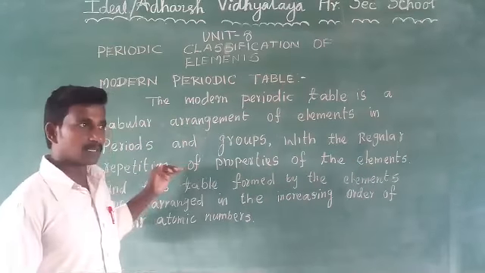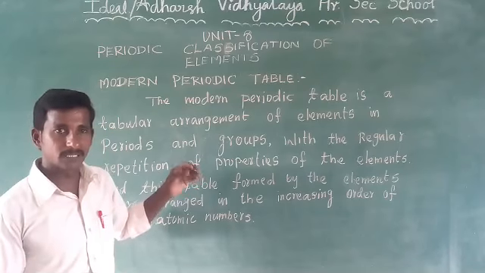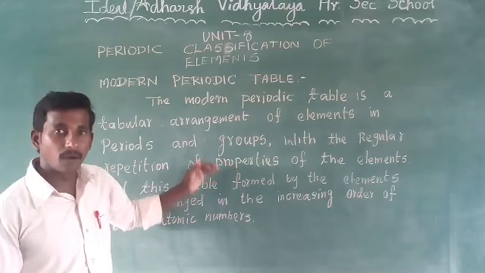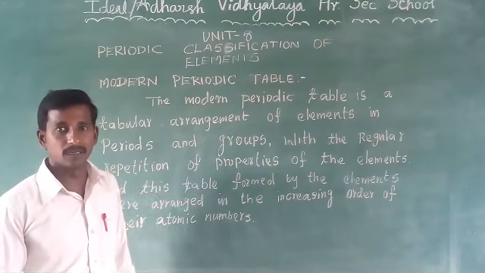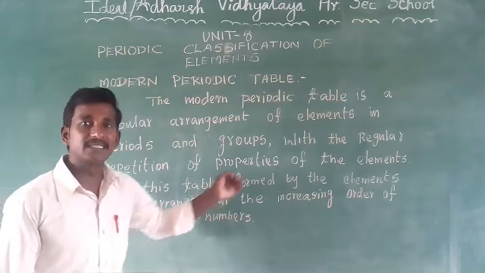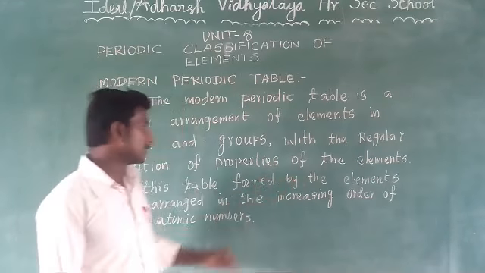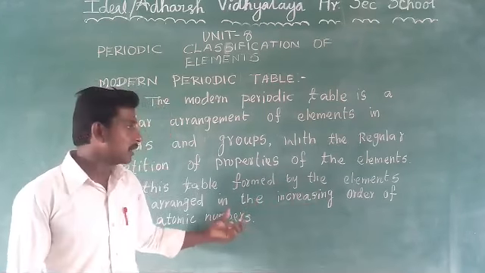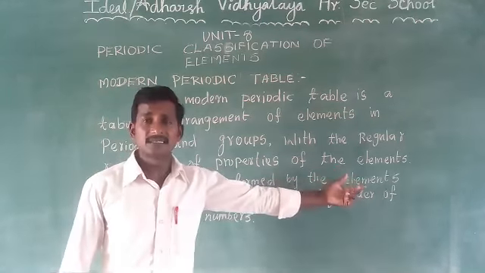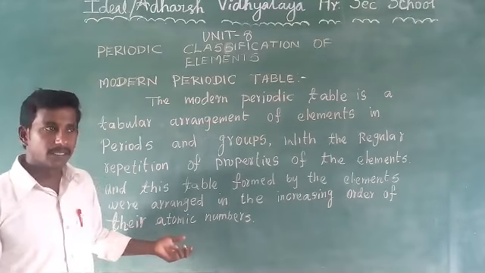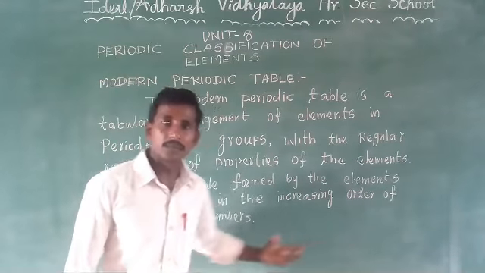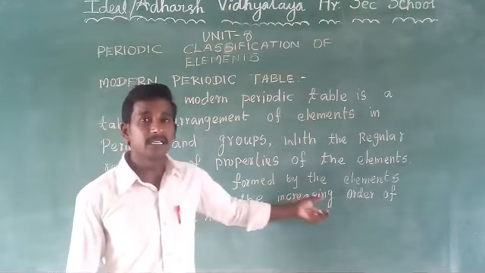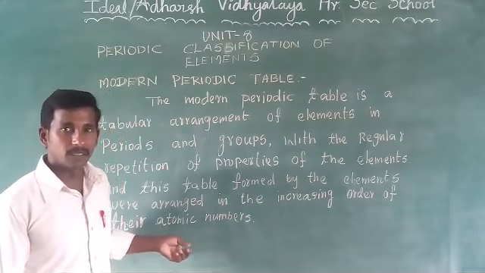That means the properties of elements are repeated after a certain interval. And the table is formed by the elements arranged in the increasing order of their atomic number.